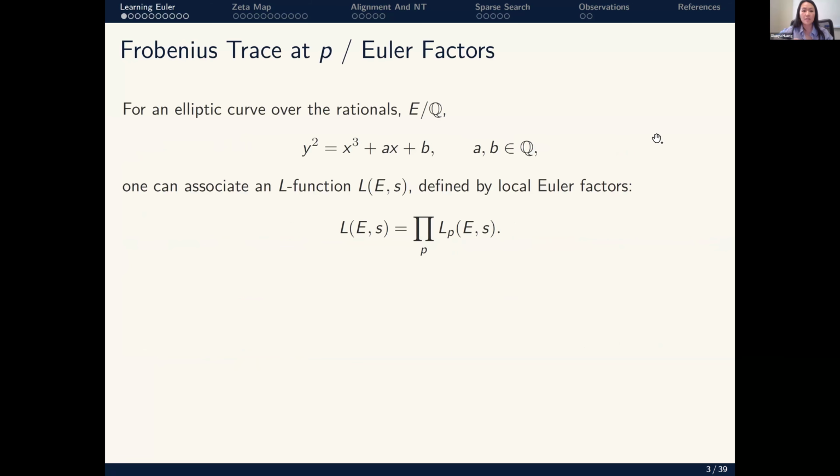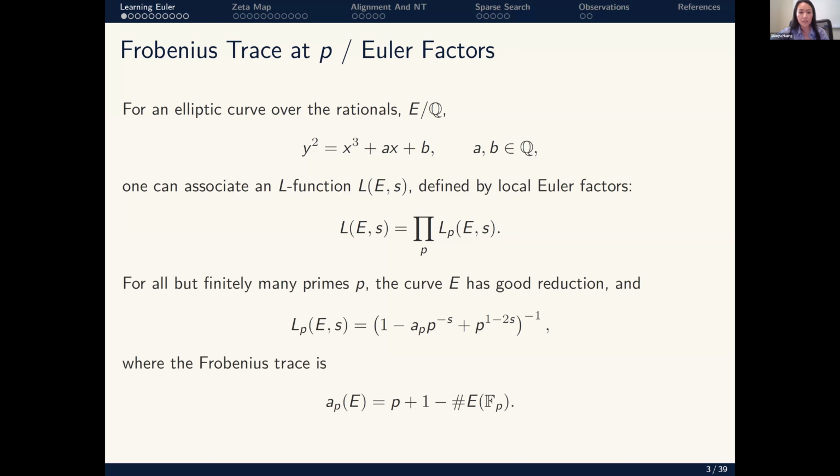So let's start with a number theory example. For an elliptic curve over the rationals, given by a cubic equation, we all know that we can associate an L-function defined as a product of local Euler factors, the L_p's. A very nice thing is that for all but finitely many p's, if the elliptic curve E has good reduction at the prime p, then the local Euler factor is almost exclusively explicit, except for one number, which is a_p here.